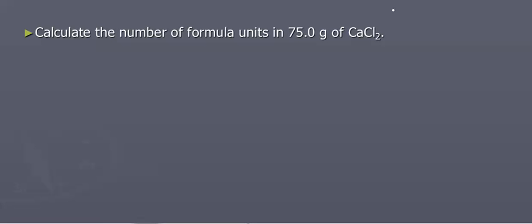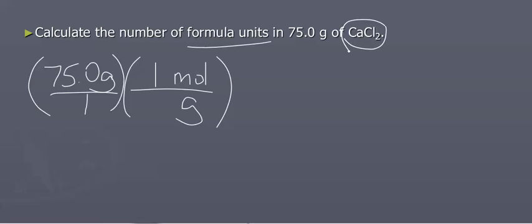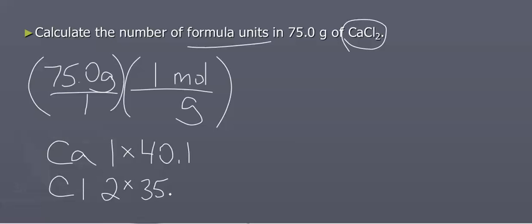Example number 4, I've got 75 grams of calcium chloride. I'm going to start there. I want the number of formula units. I have to go back to my intermediate unit, which is the mole. So I'm going to go from grams back to mole. In 1 mole, the number of grams, again from the periodic table, you've got calcium, you've got chloride. 1 calcium, molar mass is 40.1. 2 chloride, molar mass 35.5. When you add those together, the molar mass of the compound is 111.1.